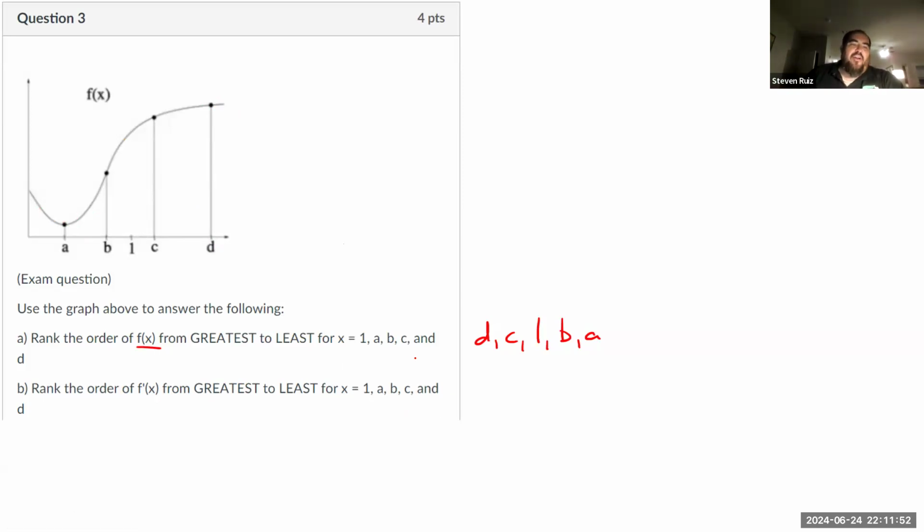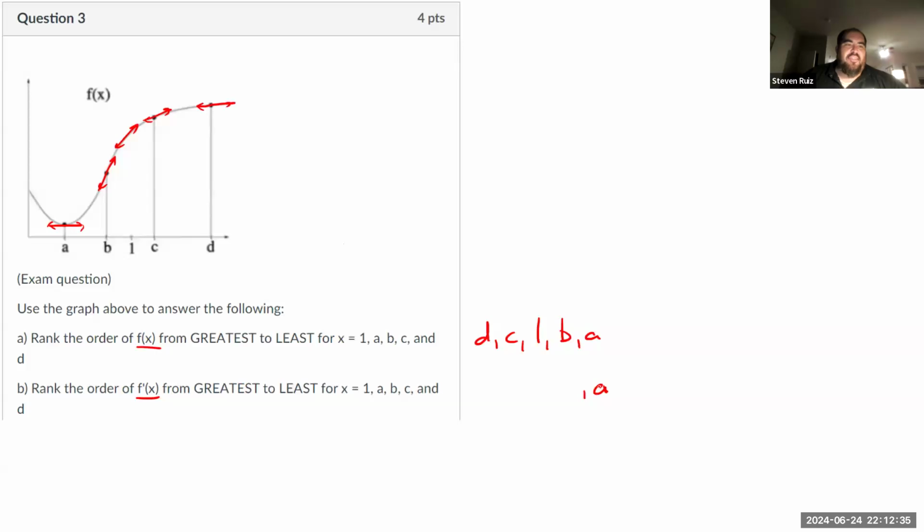Part B, now I want to rank the derivative from greatest to least. I think an easier way to start this one is to talk about what's the least. So let's draw some tangent lines. Tangent line at A, tangent line at B, at 1, at C, and at D. It's easiest to talk about the least because 4 of these are positive and 1 of these is a horizontal tangent line. So the least is going to be A. That has a horizontal tangent line with a slope of 0.